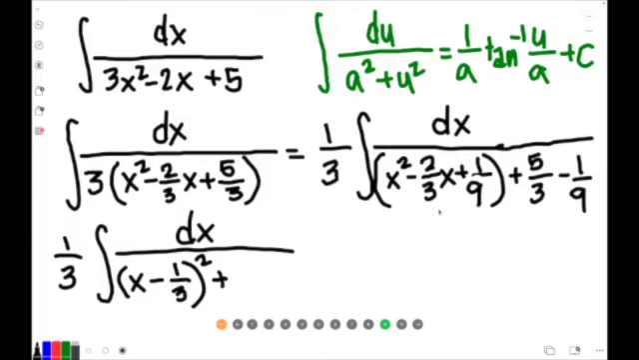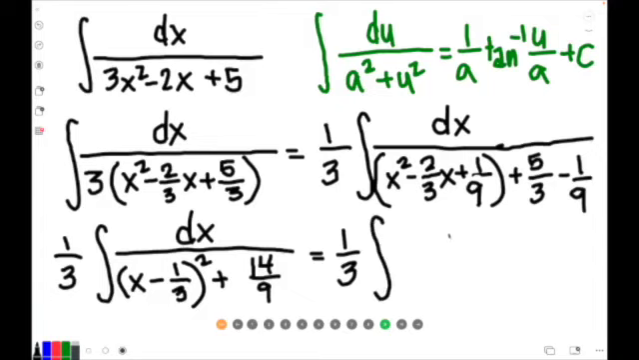So next is 5 third minus 1/9. So our least common denominator is 9. So 9 divided by 3, that's 3 times 5, that's 15 minus 1, that would be 14 over 9. Okay, so now 14 over 9 should be our constant squared. So let's write this again in such a way where we can see the roots.